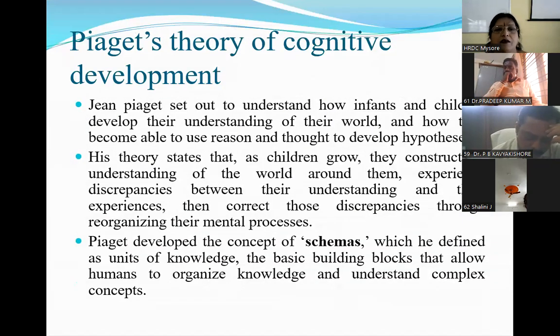Piaget, on the other hand, sets out an understanding of how infants and children develop their understanding of their world and how they become able to use reason and thought to develop hypotheses. His theory, as I told you, states that as children grow, they construct an understanding of the world around them, experience discrepancies between their understanding and their experience, then correct those discrepancies through reorganizing their mental processes.